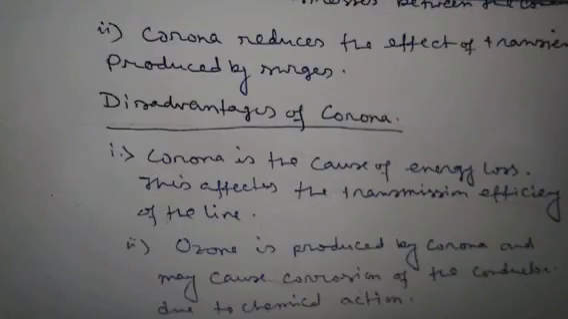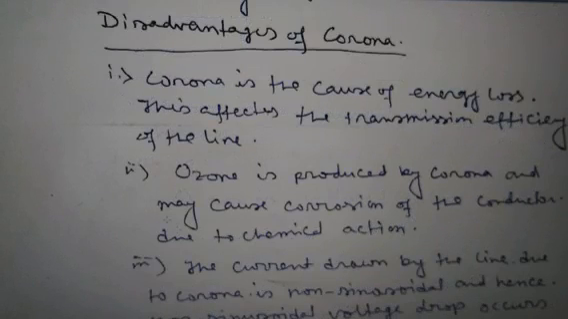There are a lot of disadvantages of the corona. First one, corona generates a huge amount of energy loss. This affects the transmission efficiency of the line, because we know losses are inversely proportional to the efficiency. Due to the corona, there will be huge power loss due to the production of light, sound, vibrations, etc. So due to the losses, the efficiency of the transmission system will be minimum. So corona is not a good effect, that is a bad effect.